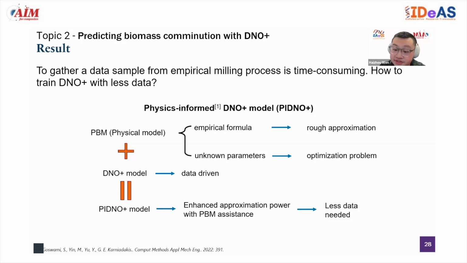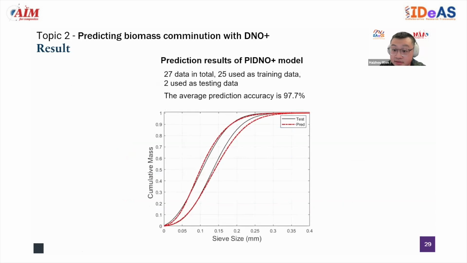So that's reducing the need for large amounts of data from the actual milling experiment. So here we can say when we apply the PI-DeepONet plus model, it predicted the cumulative mass distribution for biomass compared to the original one. The accuracy is slightly lower, about 90-70%, but still a very good result.